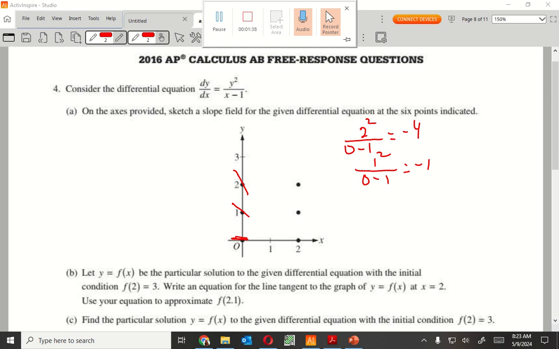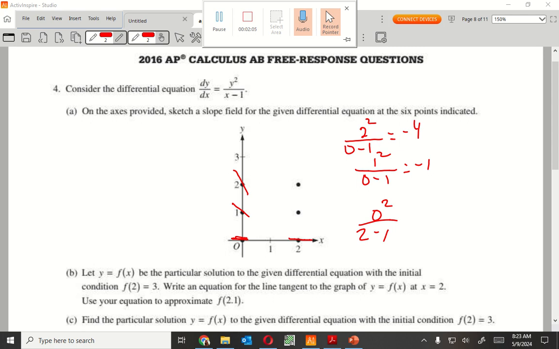Okay, so what if we plug in 2, 0 right here? What do you think the slope is? Wait, hold up. 2, 0. Oh, okay. Hold on. -4. Try again. What's 0 squared? Oh. Okay, so this slope is 0.